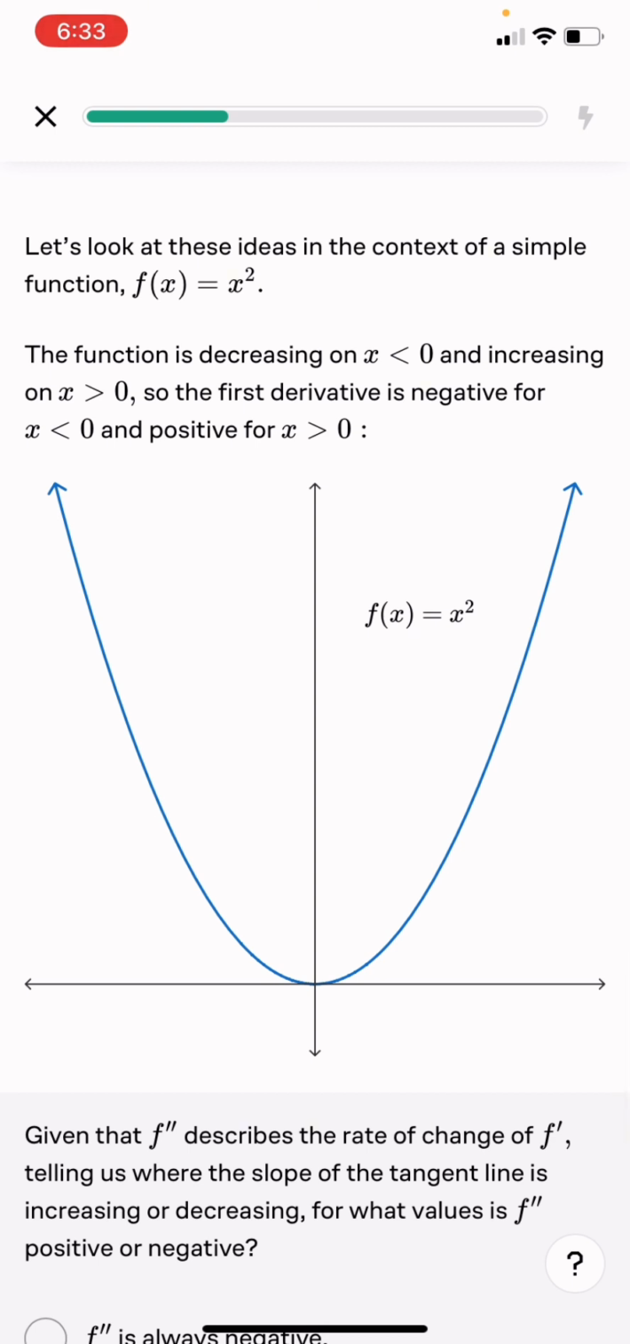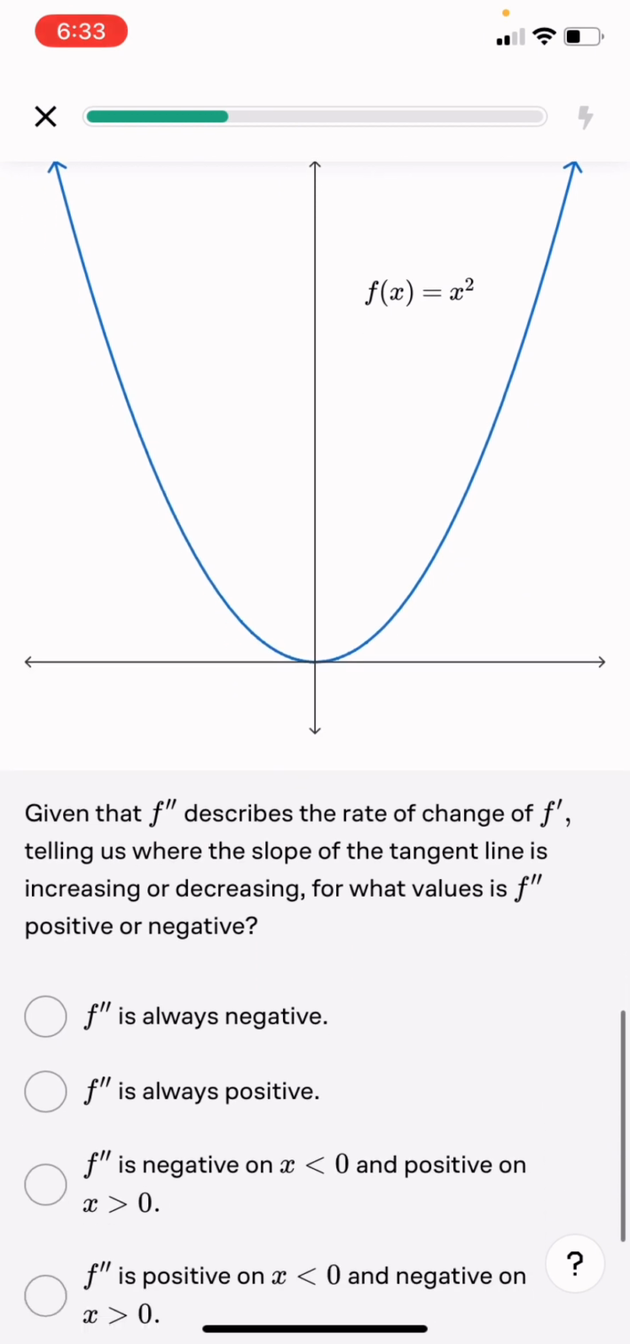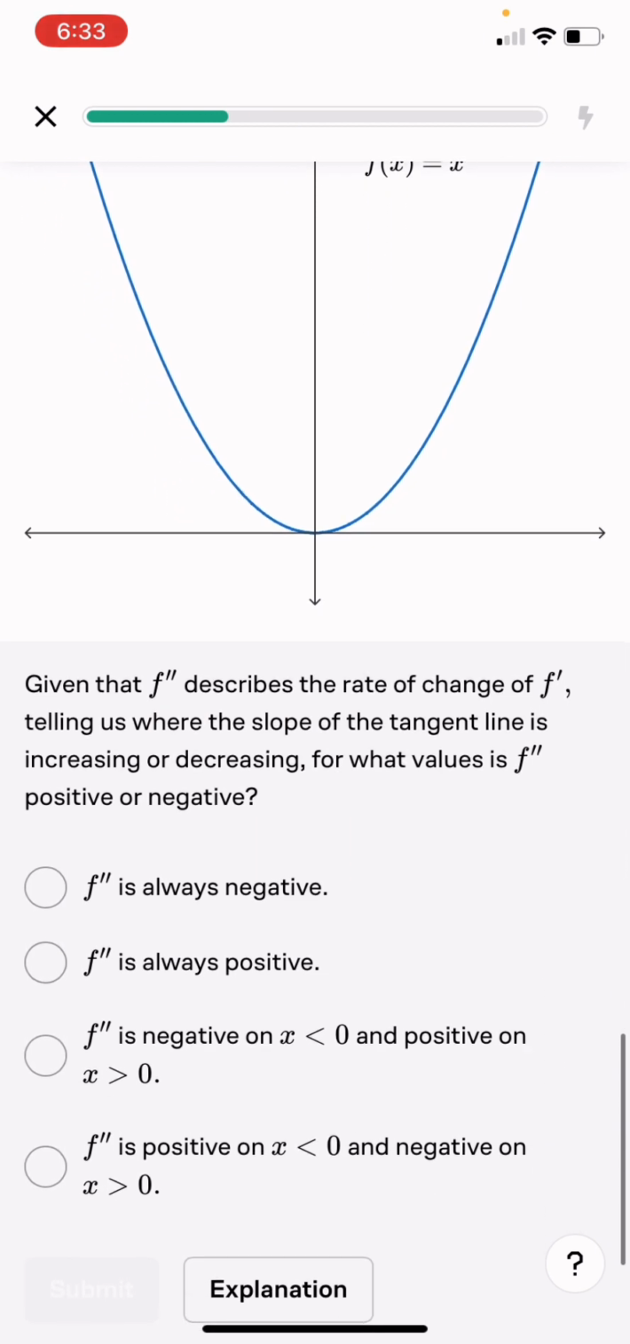Let's look at these ideas in the context of a simple function, f(x) = x^2. The function is decreasing for x less than 0, and increasing when x is more than 0. So the first derivative is negative for x less than 0, and positive for x more than 0. Given that f'' describes the rate of change of f', telling us where the slope of the tangent line is increasing or decreasing, for what values is f'' positive or negative?